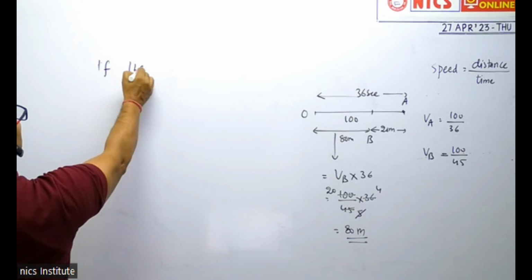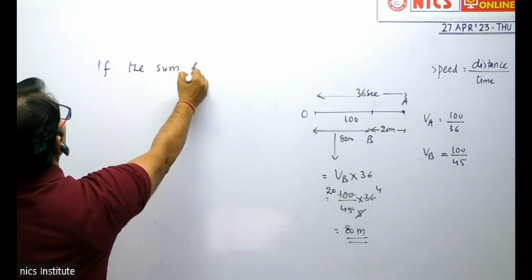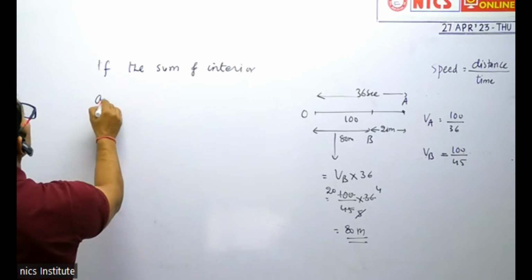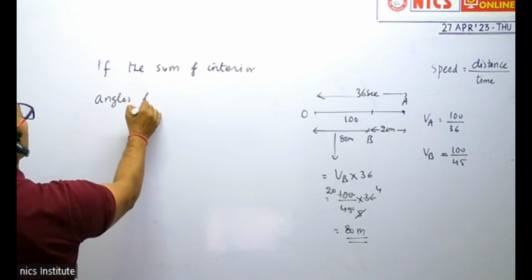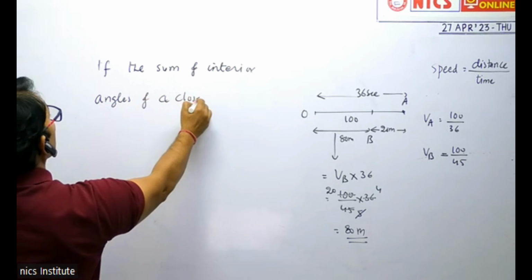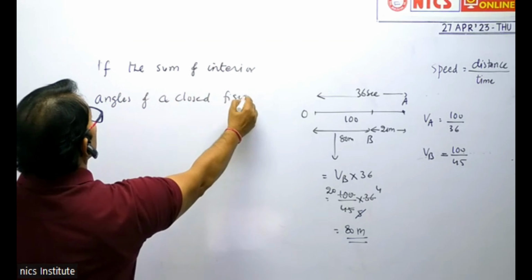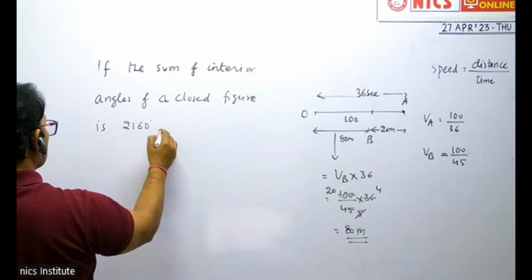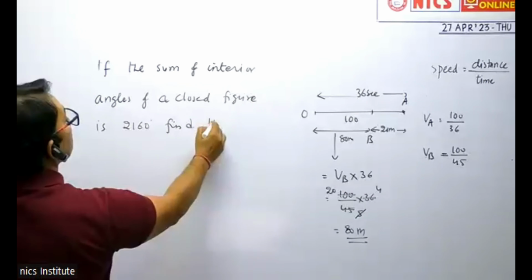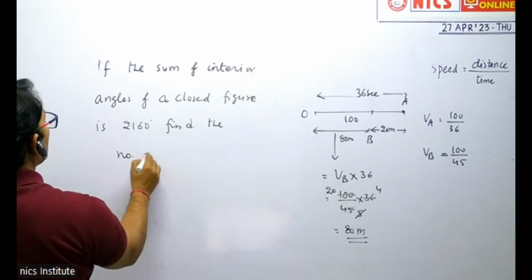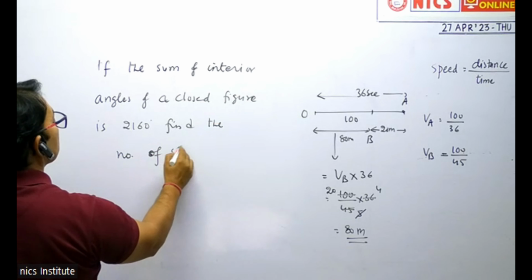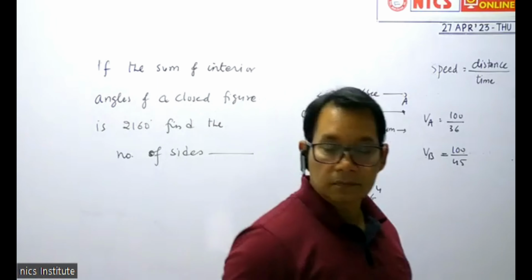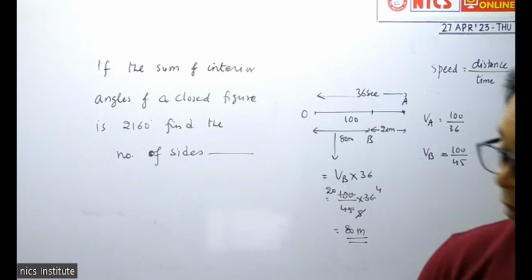If the sum of interior angles of a closed figure is 2160, find the number of sides. So it is a directly formula based question.